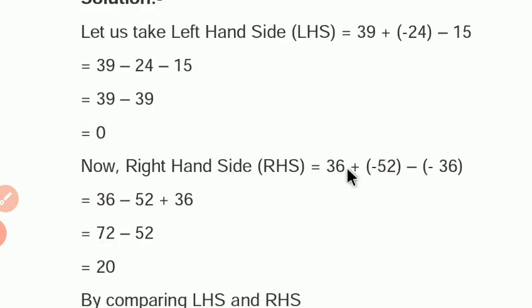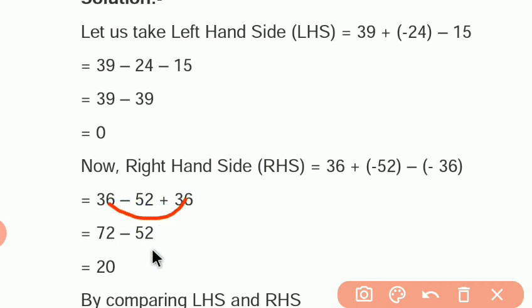The first step is to open the bracket. 36 plus into minus 52 and minus into minus plus. So plus 36. Now, out of three numbers, first we can solve any two numbers. So here first we have taken these two. So 36 plus 36, 72, and minus 52. So 72 minus 52, which is equal to 20. So this is the value of the right hand side.